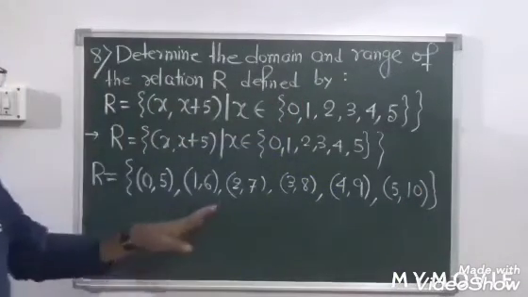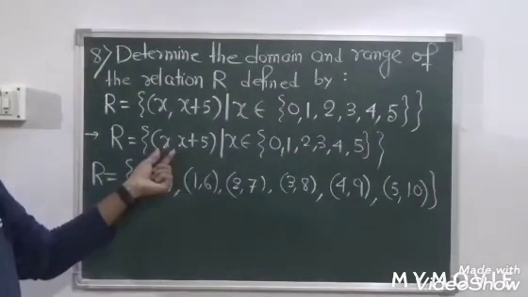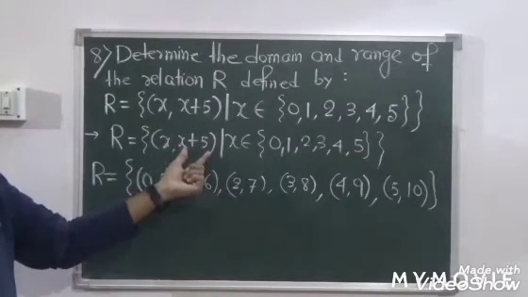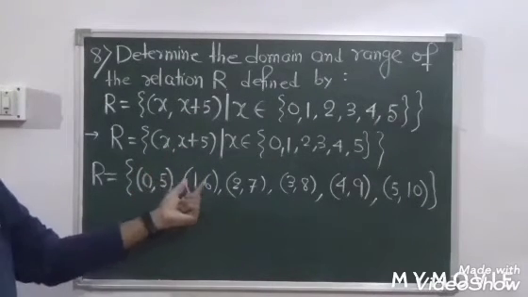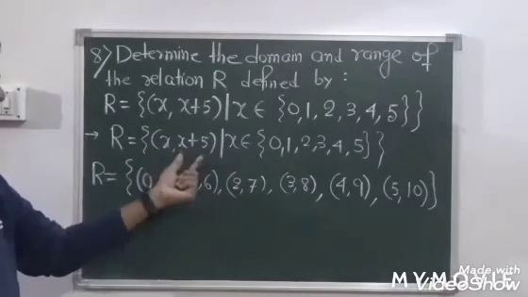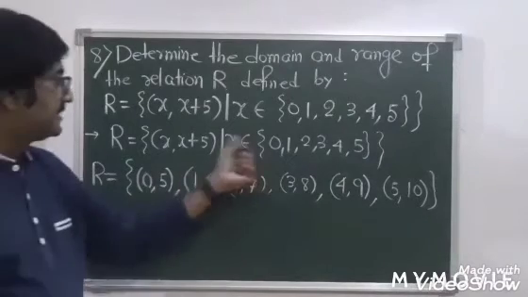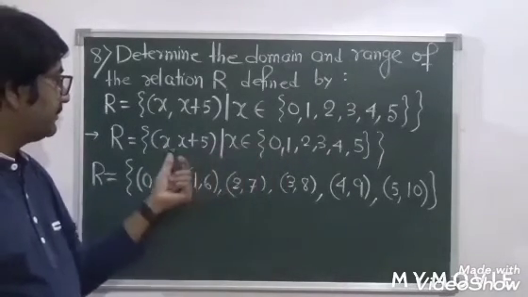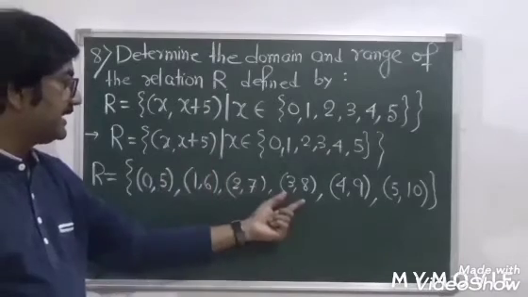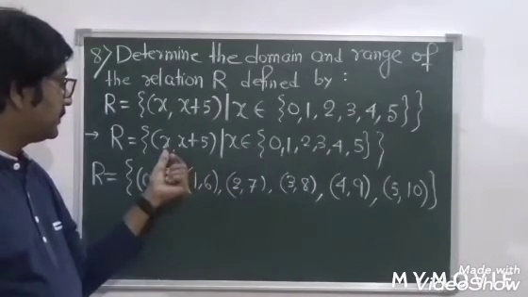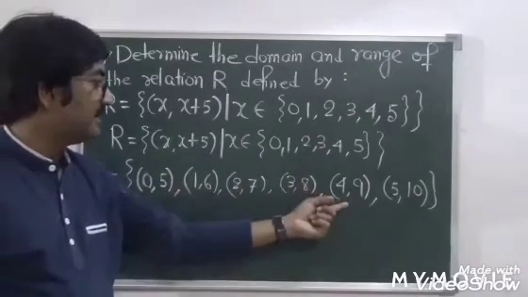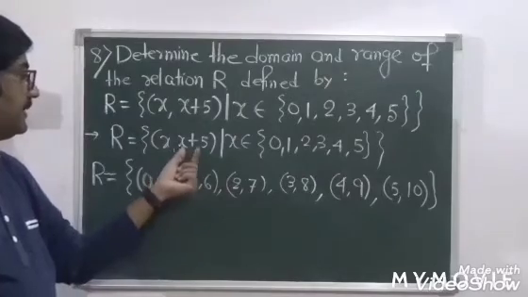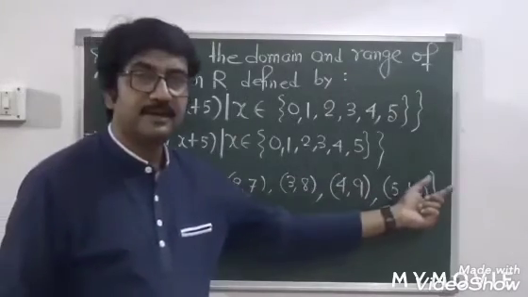So this is the relation. Starting with 0, if x is 0, then this value is 0 plus 5, that is 5. So (0, 5). When x is 1, this is 1 and this is 6. So (1, 6). When x is 2, it is 2 and 2 plus 5, that is 7. When x is 3, then 3 and 3 plus 5, that is 8. When x is 4, then 4 and 4 plus 5, that is 9. And when x is 5, then 5 plus 5, that is 5 and 10.